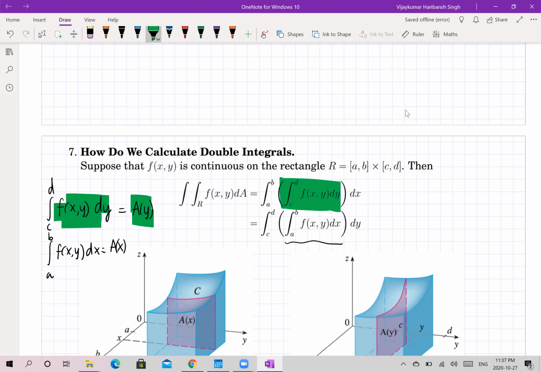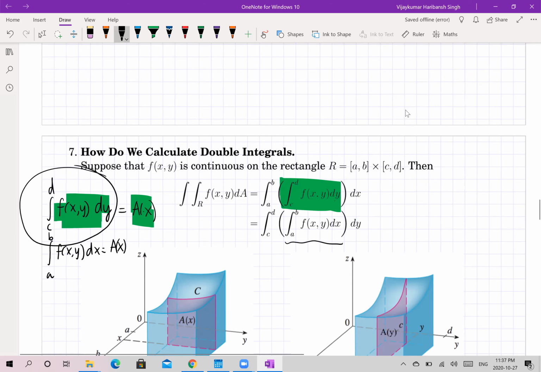Actually, it makes more sense to call this, after the integral is done, A(x) instead of A(y). So let's call this A(x), right? Because after the integral is done, there's no more y. After integrating with respect to y, the remaining would be a function of x.